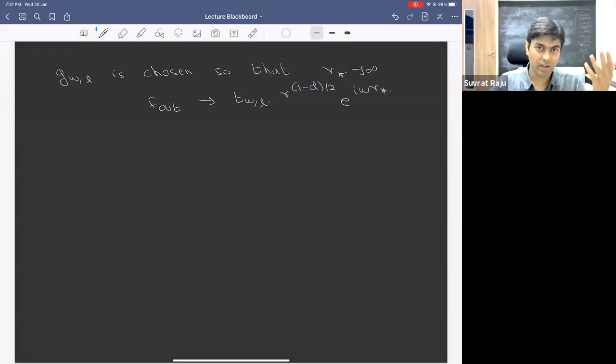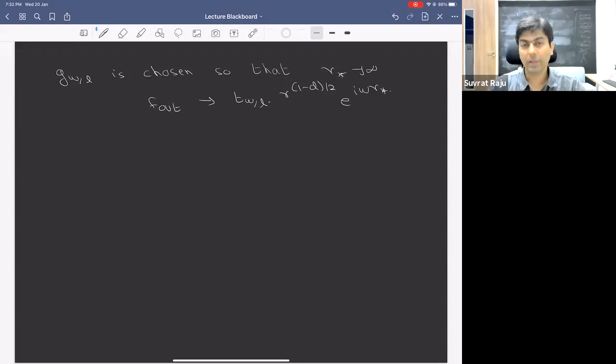And the reason you choose G omega L to be such that at infinity this solution becomes purely outgoing. Okay, it just has an e to the I omega r star term, and the e to the minus I omega r star term just dies off. Now, once you have done that, then there's one orthogonal combination, which is the one that we've chosen, which we've called F out. So that's the reason for these factors of H omega L and G omega L.